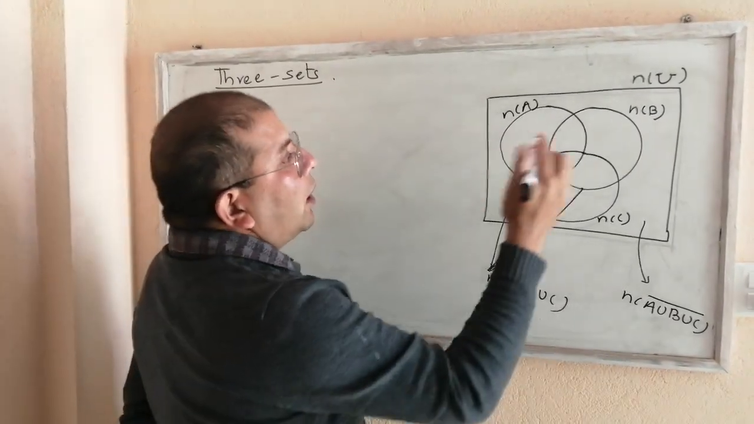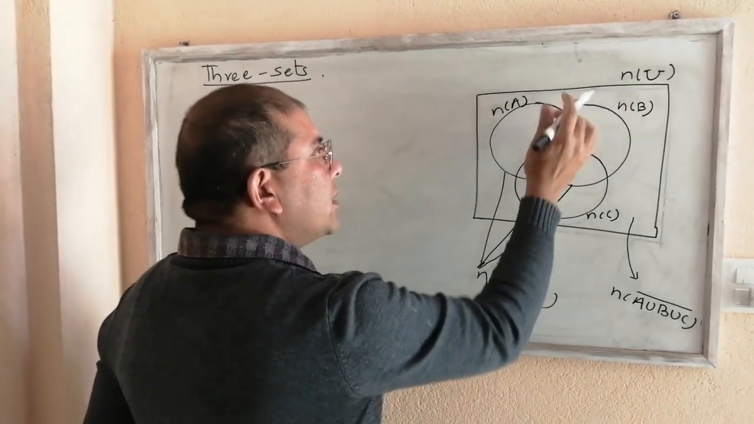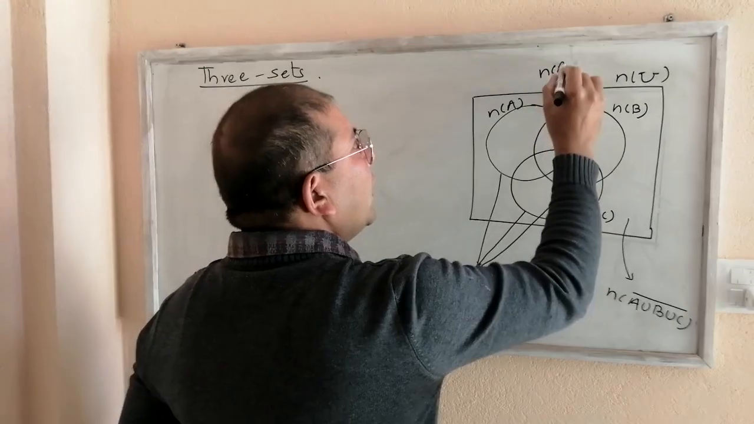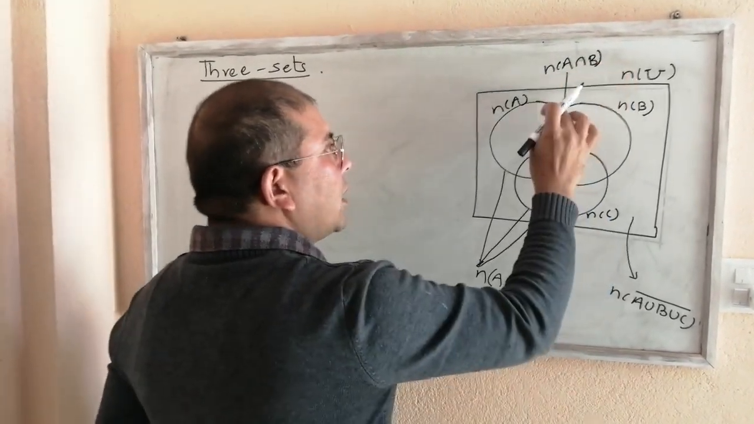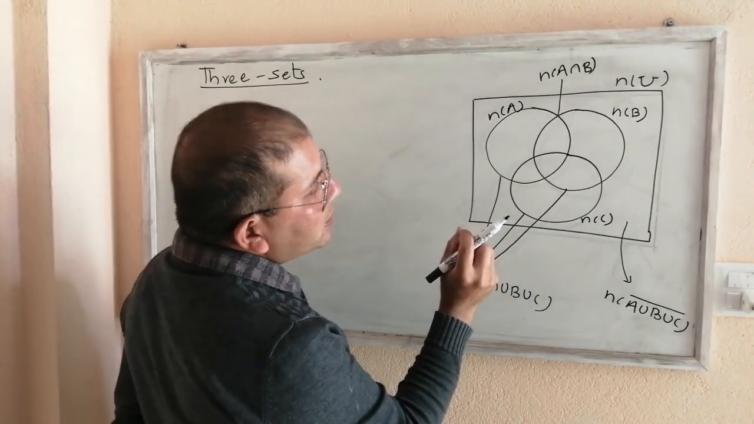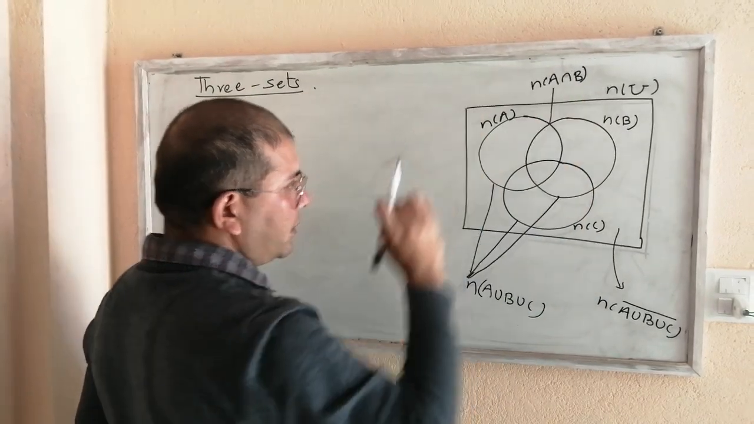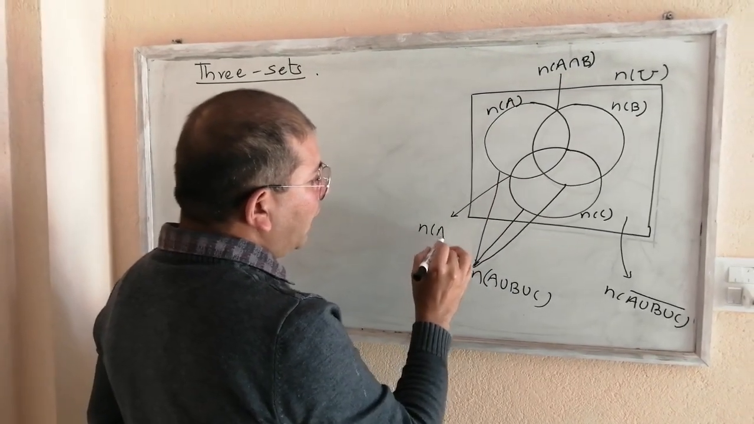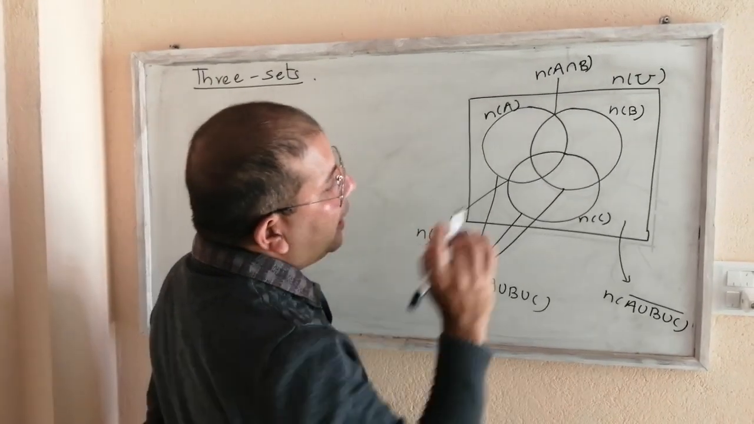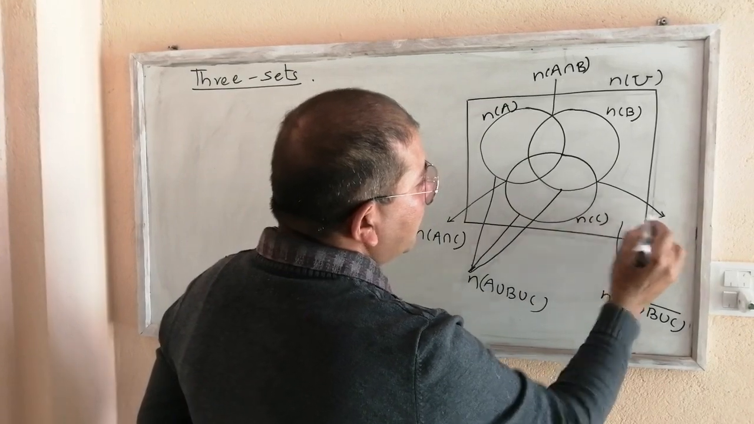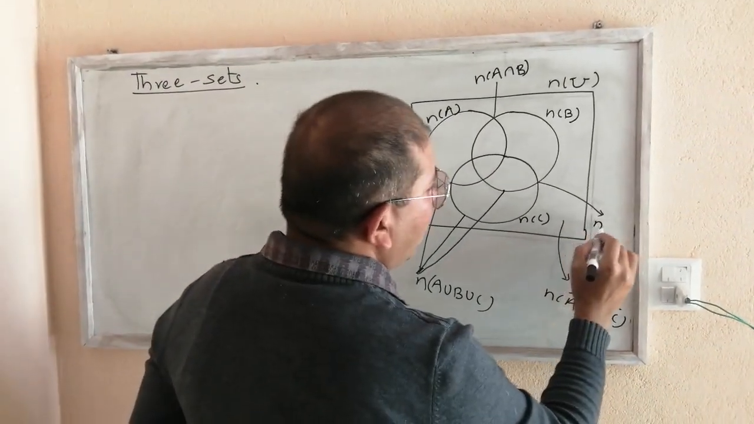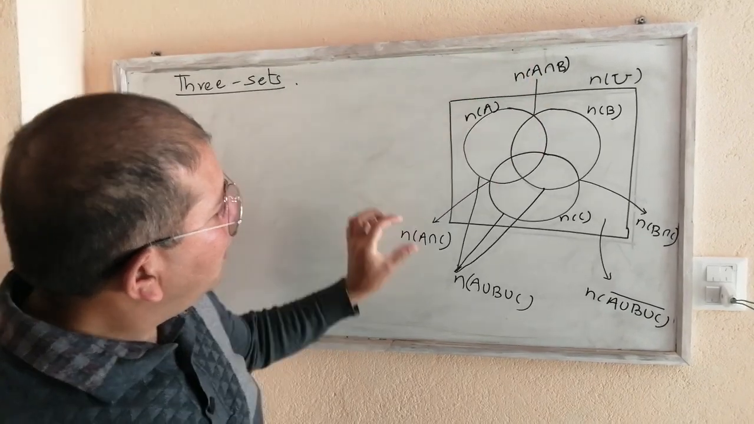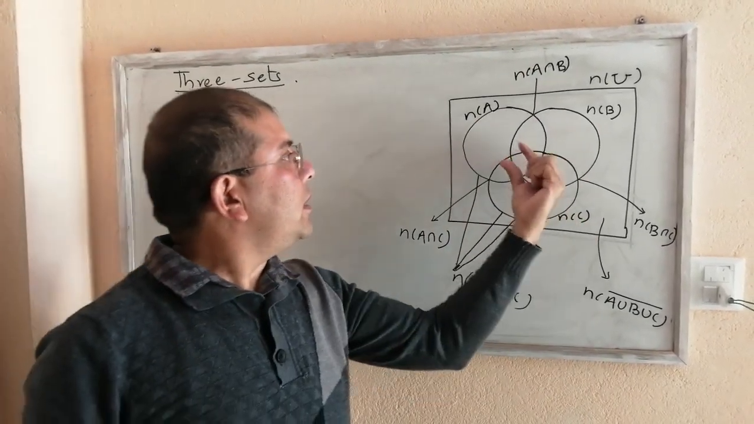After this, the intersection between A and B is this region. The name of this intersection, I want to indicate here, is N of A intersection B. First look here, the two sets A and B, this intersection portion, N of A intersection B. Similarly, A and C, this region, is N of A intersection C. And last, this intersection region is N of B intersection C. Yes, we have A intersection B, A intersection C, and B intersection C.